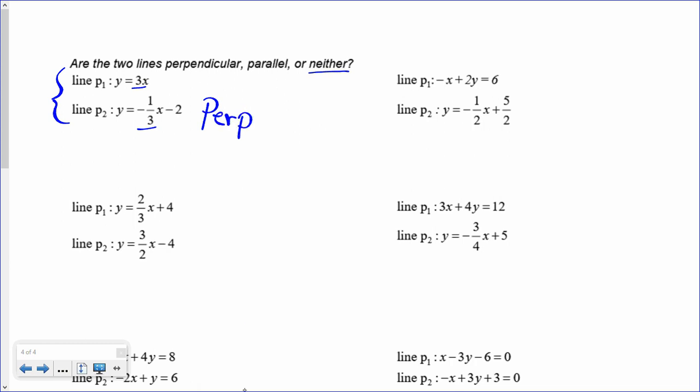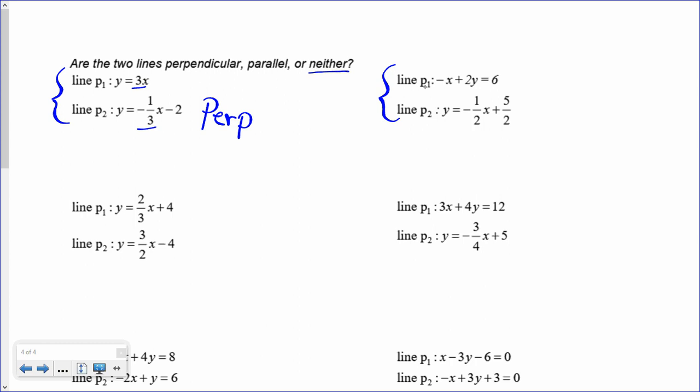No work required, because it was already solved for you. If you can see their slopes, just go ahead and tell me what it is. So what's going on with this example right here? Are they both solved for slope-intercept form right now?